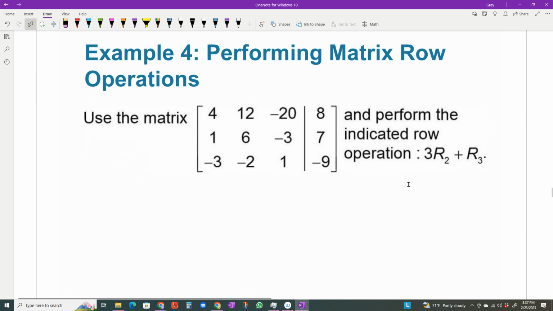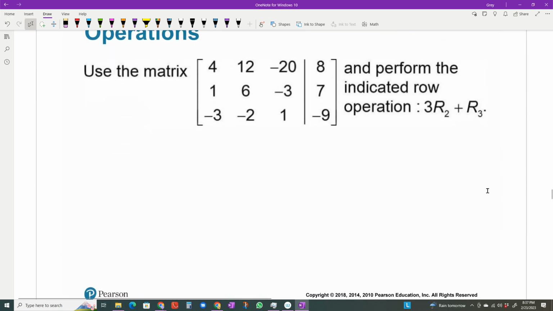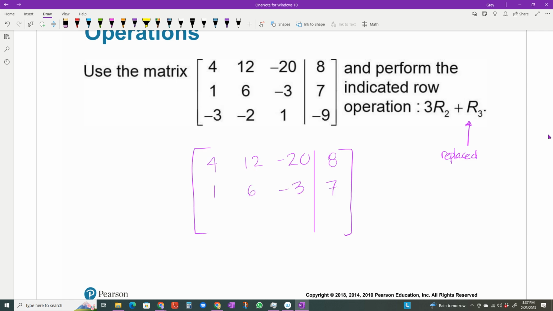Okay? Now the hardest one, but not really, is use this matrix and perform the indicated row operation. This says 3 times row 2 plus row 3. And remember, this means that row 3 is the one that's going to be replaced. So when I write this, if I'm replacing row 3, then row 1 stays the same, row 2 stays the same.